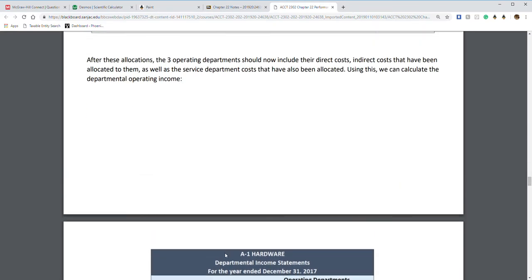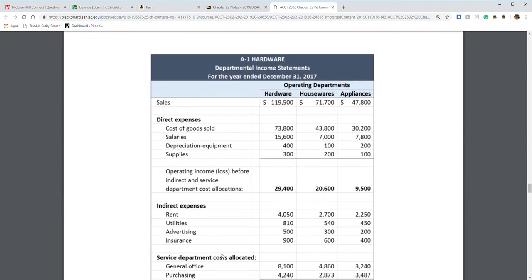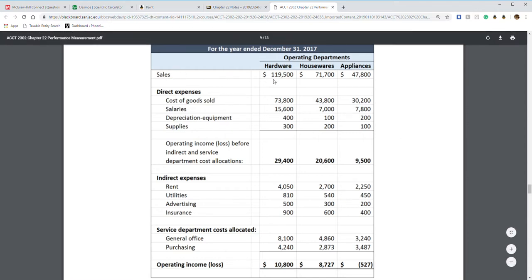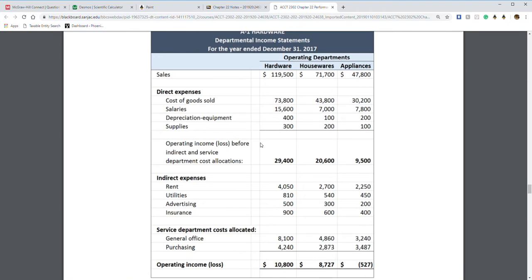But after you allocate those, we're now able to really do the income statement. This is the departmental income statement, step 3. Notice how it's broken down. We have sales. So here's our sales. Then we have the direct expenses that we had in the first step, which were already allocated because they're directly related.